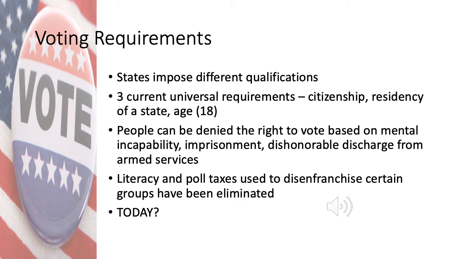People can be denied rights based on mental incapacity, imprisonment, or dishonorable discharge from the military or armed services. Those are generally state by state. Mental incapability is determined by a court. Literacy tests and poll taxes, which used to disenfranchise groups, have been eliminated, as we saw in the last slide. The 24th Amendment in 1964 eliminated the poll tax, and then the Voting Rights Act of 65 eliminated most of the other Jim Crow restrictions.